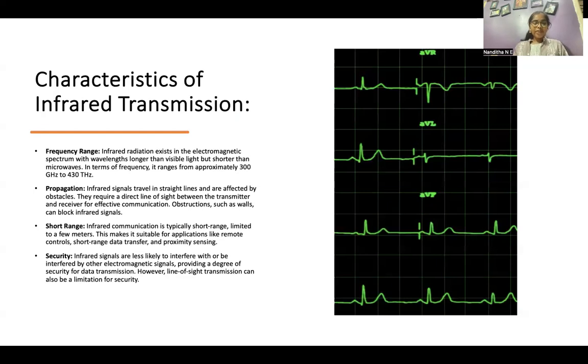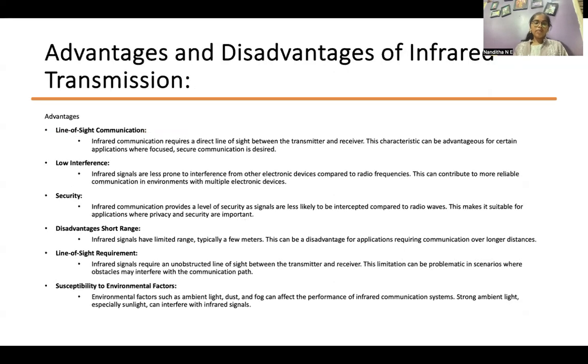Security. Infrared signals are less likely to interfere with or be interfered with by other electromagnetic signals, providing a degree of security for data transmission. Line of sight transmission can also be limited for security.